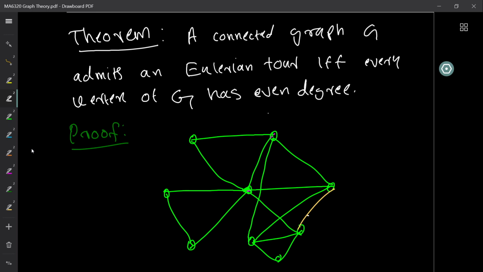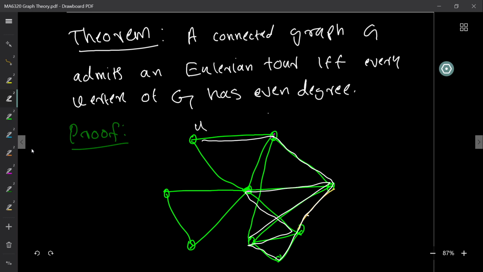Now, to prove the necessity, first let us assume that the graph is Eulerian, which means that there is a closed Eulerian walk. So I start from some vertex, whichever vertex I want to start from, and then I travel all the edges, each exactly once, and then come back to the starting vertex.